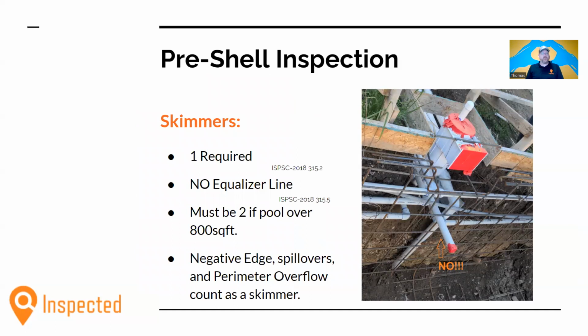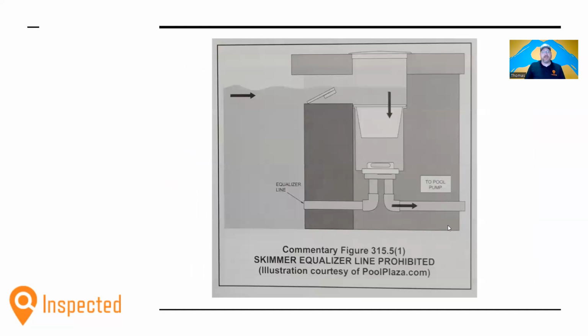There is one required on each water body. So what is not allowed is the equalizer line. Many of you may be familiar with that equalizer line right down here that comes off the front of the skimmer and is present in the event that the water level drops too low and the main drain's covered, or the skimmer basket is full and you still need that flow of water to keep the pool pump from cavitating or running dry.